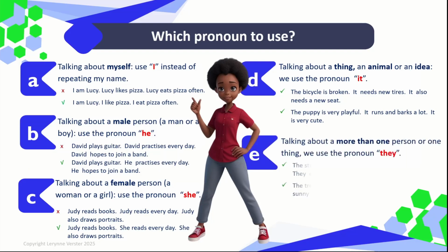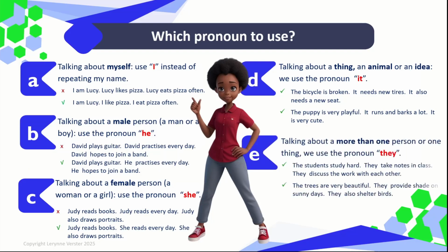If we are talking about more than one person or one thing, we use the pronoun they. For example, the students study hard. They take notes in class. They discuss the work with each other. The trees are very beautiful. They provide shade on sunny days. They also shelter birds.